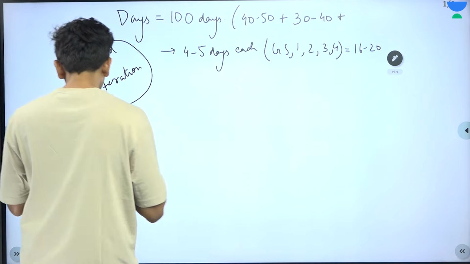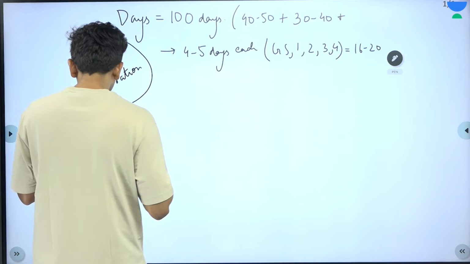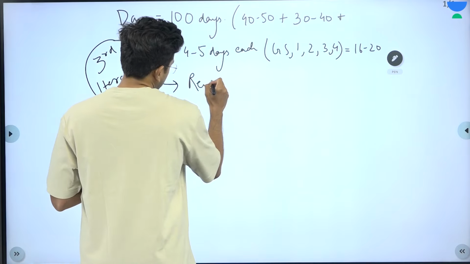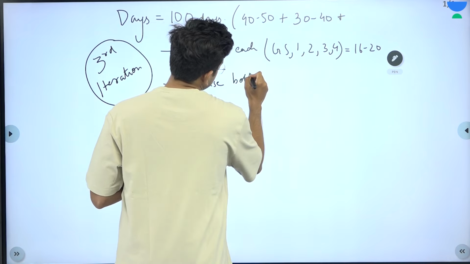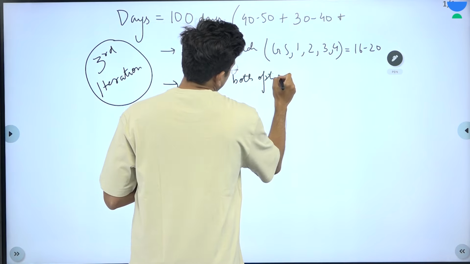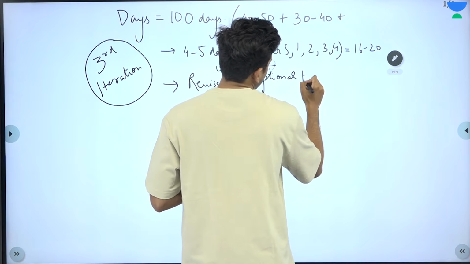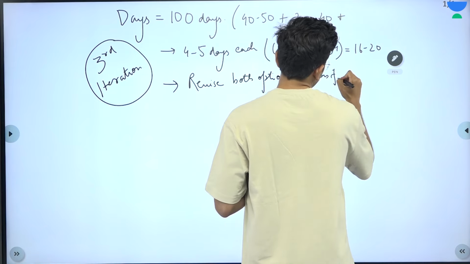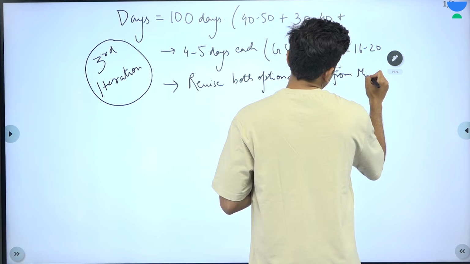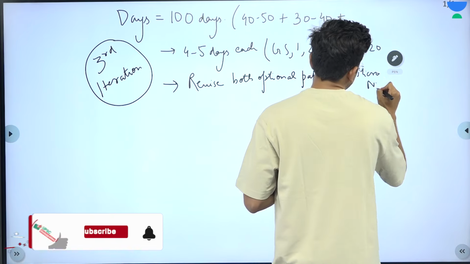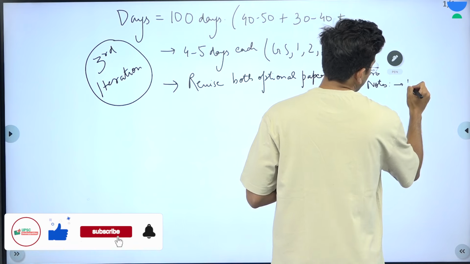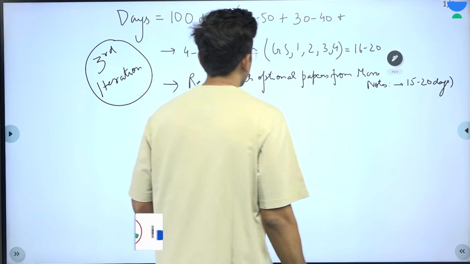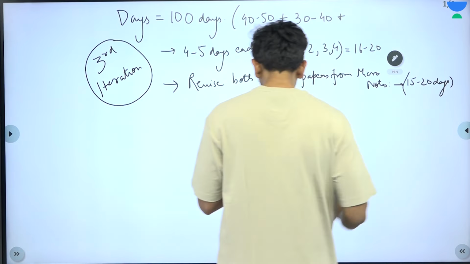Alright. What is my second goal? My second goal here is that I would revise both optional papers from micro notes. And this will again take around 15 days to 20 days for me. That is, you're already approaching the 100-day mark that we were talking about. Okay. So these two things you're supposed to do.